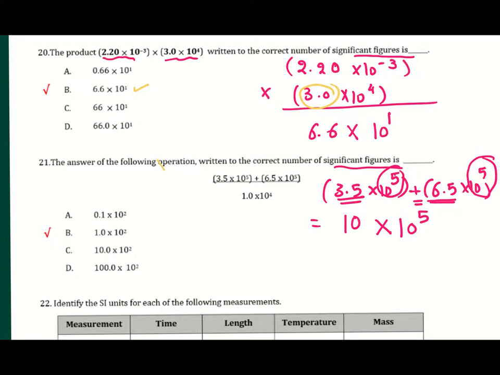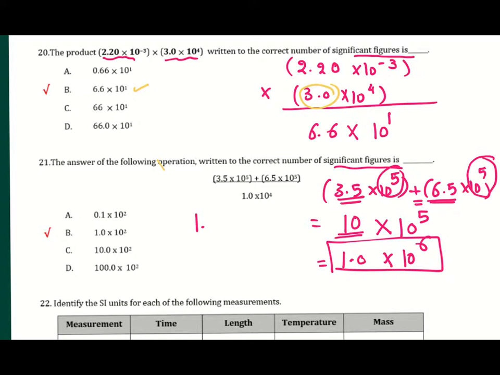If you need to make it in the correct number of significant figures and scientific notation, you know that this number can be 1.0 into 10 power 6. This is the first part of our operation.